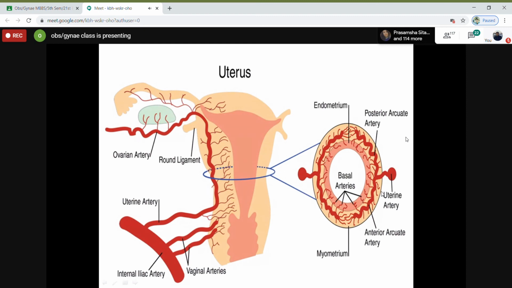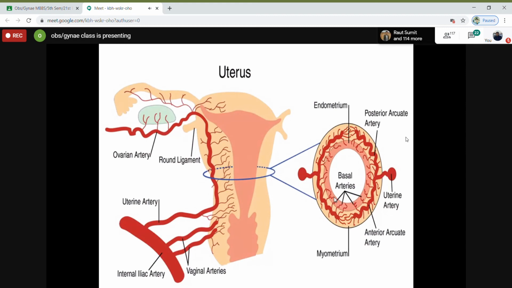The basal artery is supplying up till the lower 1/3 of the endometrium. So this is the endometrium, and you can see the basal arteries up till here. See, these are basal arteries, it is up till here. From here are the spiral arteries. Is it visible properly, people? Can you understand? Yes, ma'am.